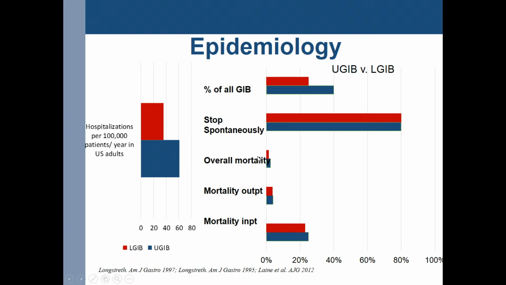And moving on to mortality, the overall mortality thankfully is quite low for both upper and lower GI bleed. The thing to note here is that the mortality rate in somebody who is an outpatient and presents to the hospital with GI bleed is quite low. However, if the patient is already hospitalized and then starts having GI bleed while an inpatient, their mortality rate is far greater, over 20%. So these are the patients that you certainly need to be worried about and pay more attention to.